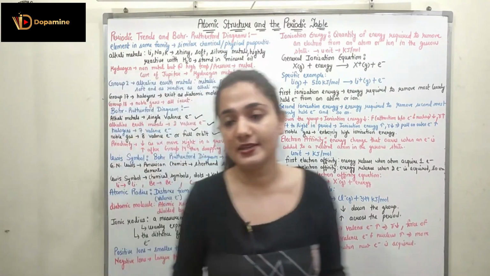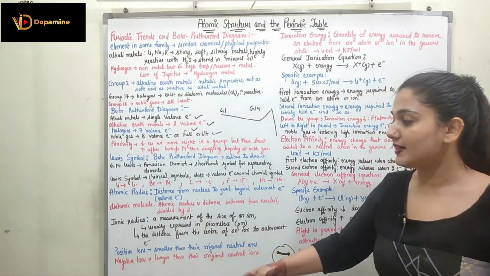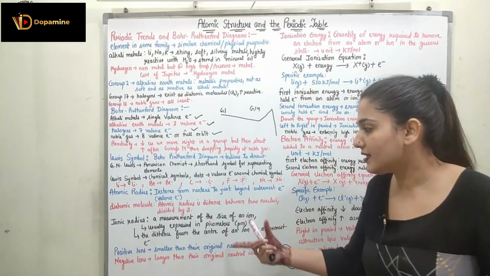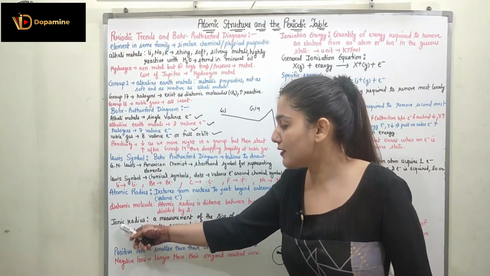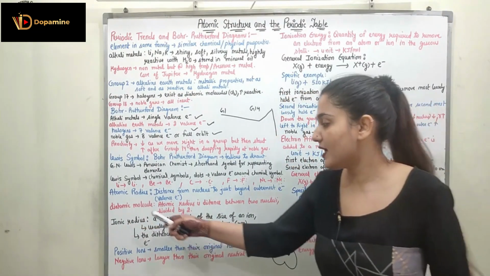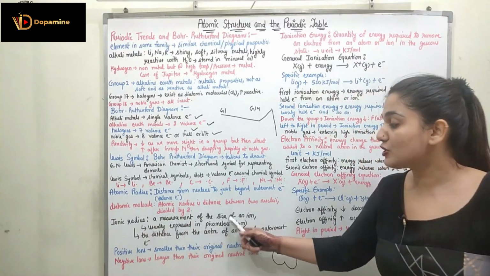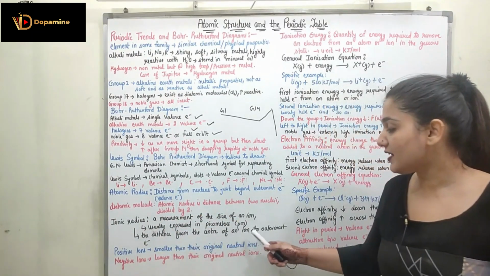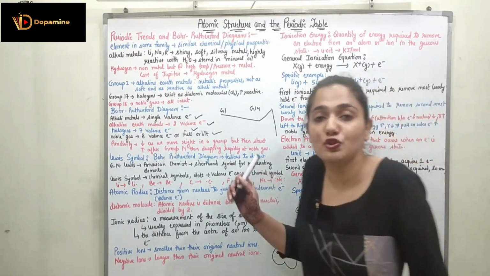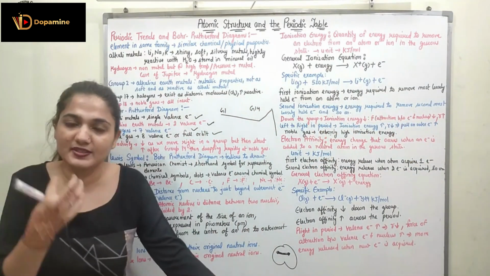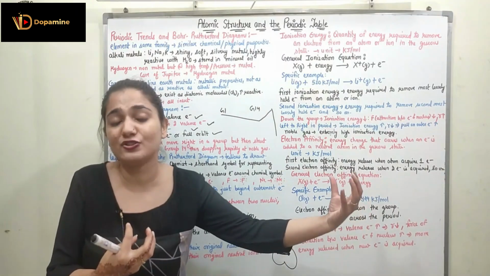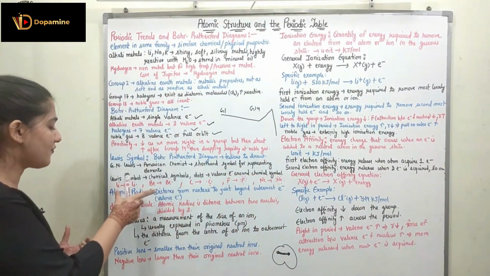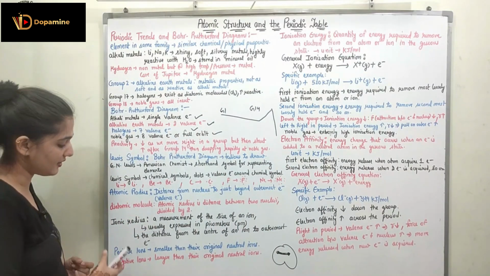Now coming to the ionic radius. What is the ionic radius? It is a measurement of the size of an ion. How big the ion is, is given by the ionic radius. Ionic radius is usually expressed in picometers or pm. It is the distance from the center of an ion, which is the nucleus, to the outermost electron. But here we are dealing with an ion instead of an atom. This is the difference between atomic radius and ionic radius.